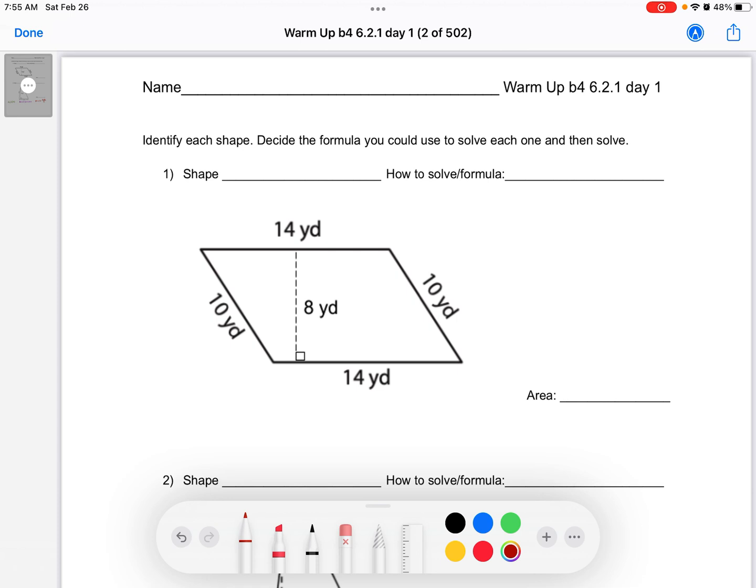So here we go. This is the warm-up for the day, and I don't always go over the warm-up in the video, but I felt like going over the warm-up today was important because it helps set up what the rest of the day would look like. Identify each shape, decide the formula you could use, and solve each one. Find the area, I would imagine, would be our thing.